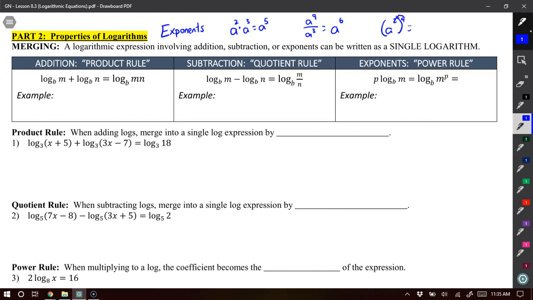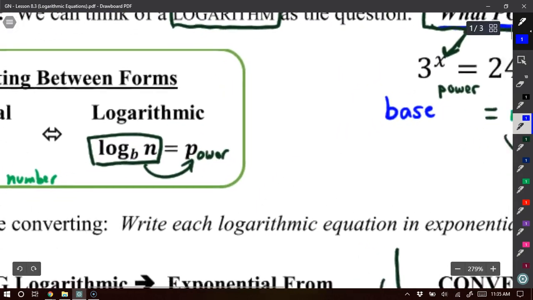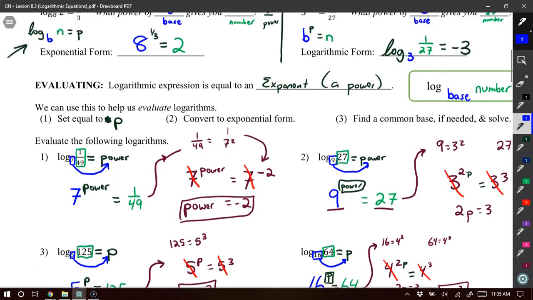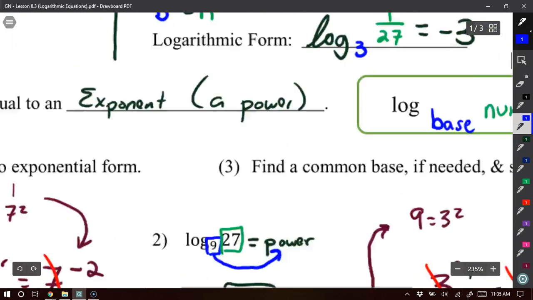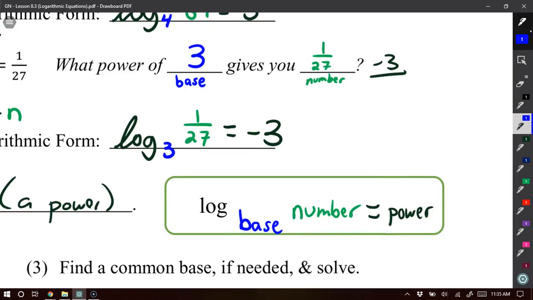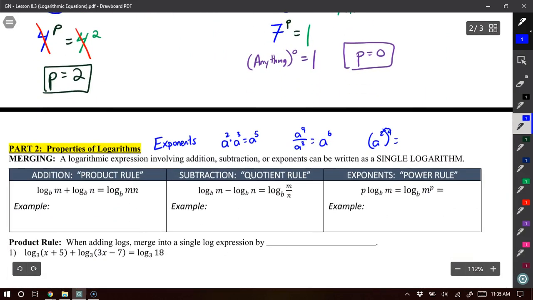So I almost said properties of exponents, and it's not a bad thing, because really what we learned from the previous lesson was that logarithms are equal to powers. I mean, that was the main idea behind converting, was that a logarithmic expression is equal to an exponent. It's equal to a power. So why can't I think of it like my properties of exponents then? I mean, properties of powers. So let's see if that helps.